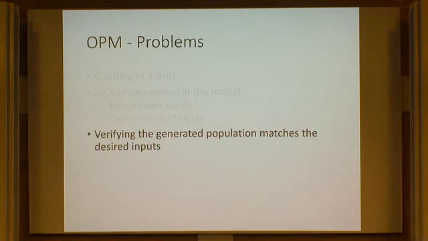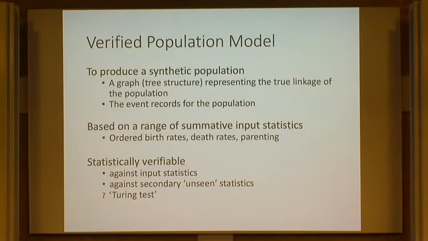So obviously we need some much more involved statistics than what we were currently doing in this model. So this moves us on to the verified population model. At the outset, we set ourselves a bit of a spec, and this is what our idea effectively was. Our aim is to produce synthetic populations, which we have summarised as a graph structure, a tree structure, and this represents the true linkage of the population, the actual truth that happened.